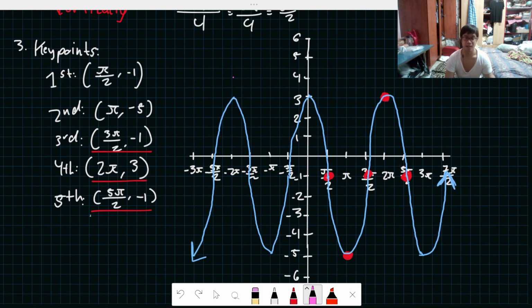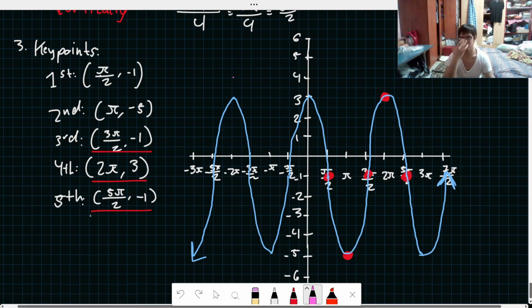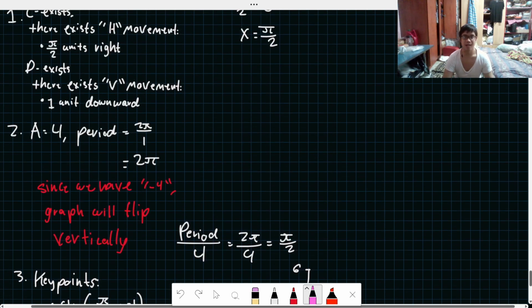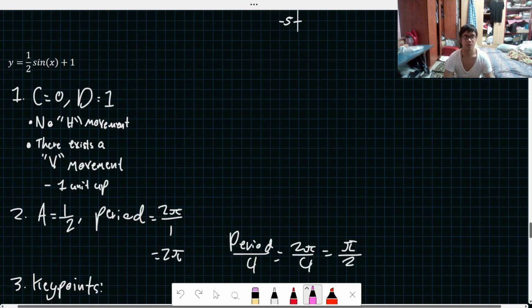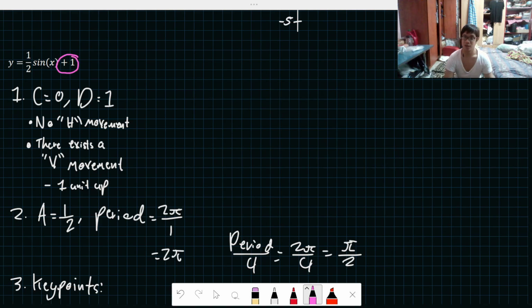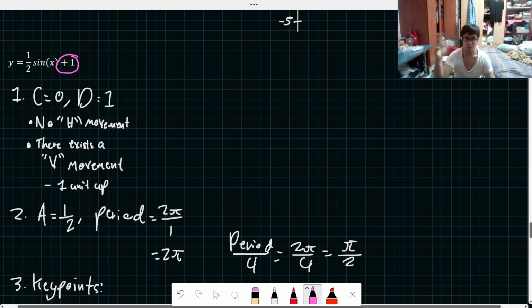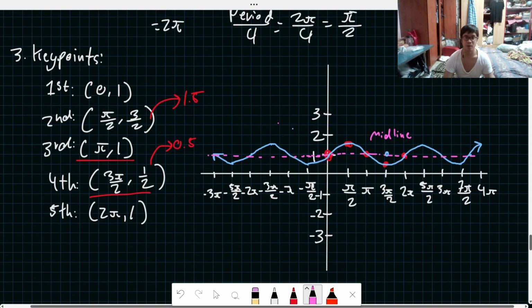Where's the midline? Because there is a sudden shift or movement, the midline may be affected or not. Last time, take a look. We graphed 1/2 sine x plus 1. Because there exists a 1 here, that means you're going to move upward 1 unit. 1 unit upward. And now let's take a look.